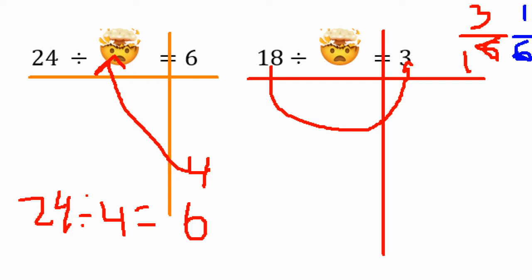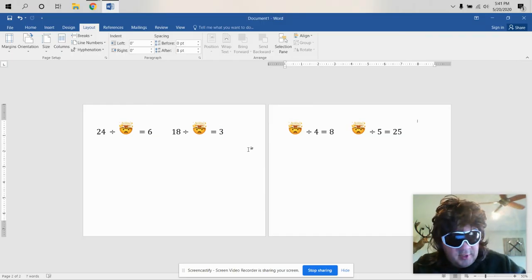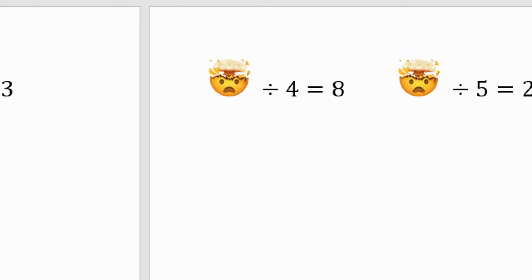So instead, we want to do the opposite. We want to go this way. We want to say 18 divided by 3 is what? 18 divided by 3 is actually 6, bro. So you see what we did there? When the number's in front, we just bring this number over and divide by it. When the number is not in front, we just divide by it.